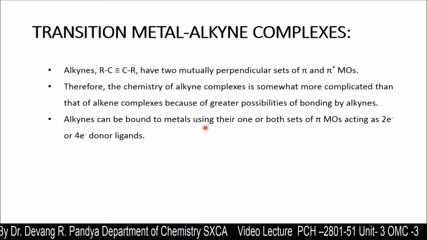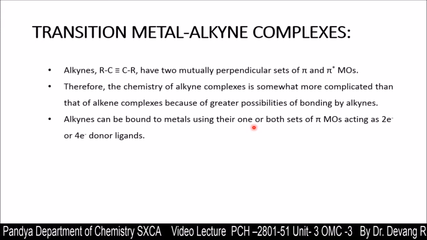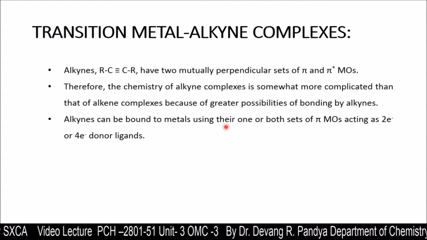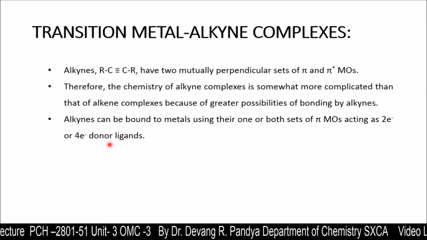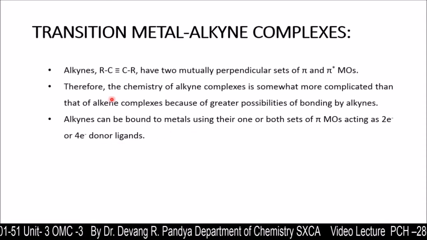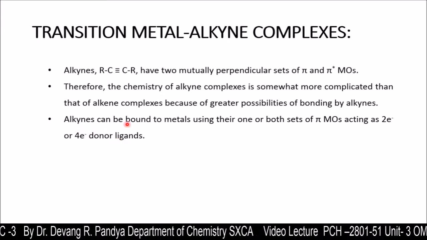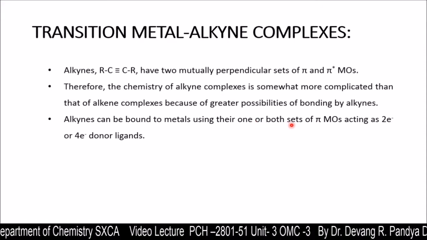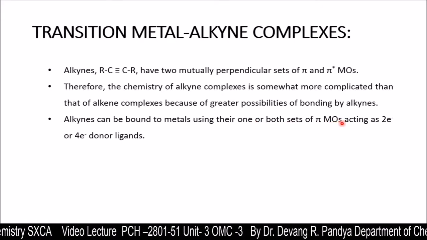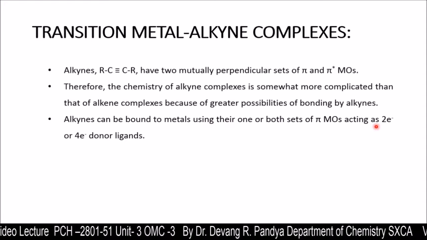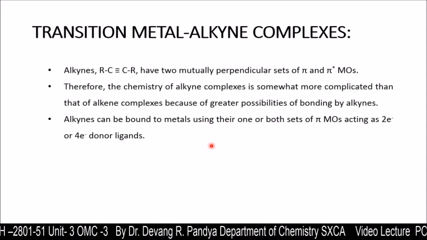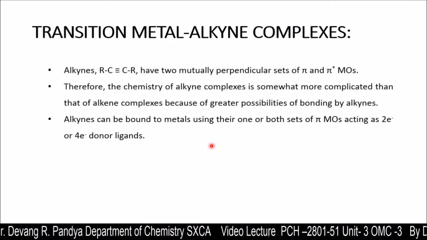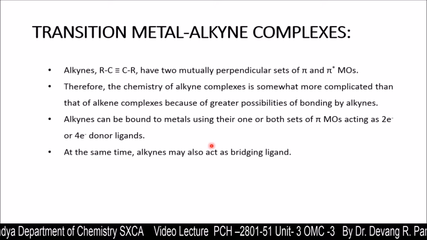Alkyne can be bound to metal using one or both sets of pi molecular orbitals, acting as a 2 electron or a 4 electron donor ligand. So here alkyne can play two kinds of role. It may either donate 2 electrons or 4 electrons, and in both cases there should be a different type of bonding with the central metal ion.